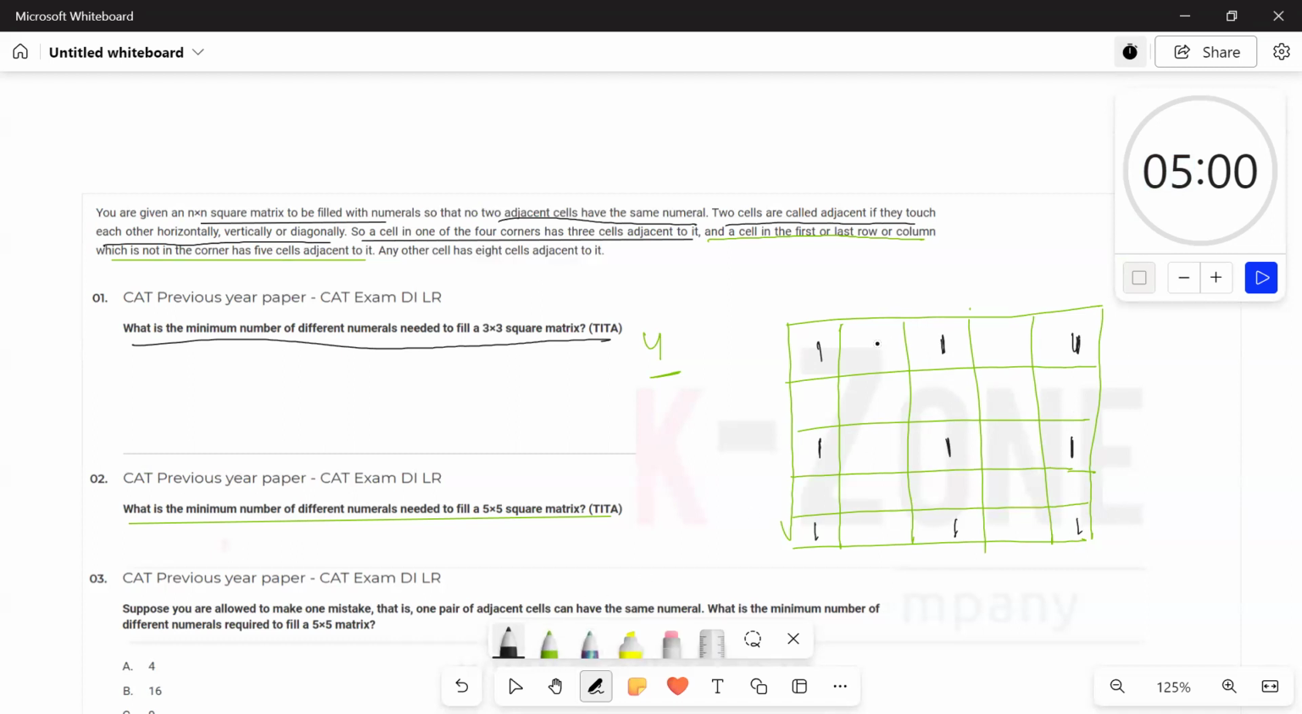Now let's fill 2s. This can be 2. This can be 2. These 3 cannot be 2. In fact, this entire row cannot be 2 because each cell in this entire row is adjacent to either one of the 2s from the above row. This is adjacent like this, like this, like this, and like this. So this entire row cannot have 2s.